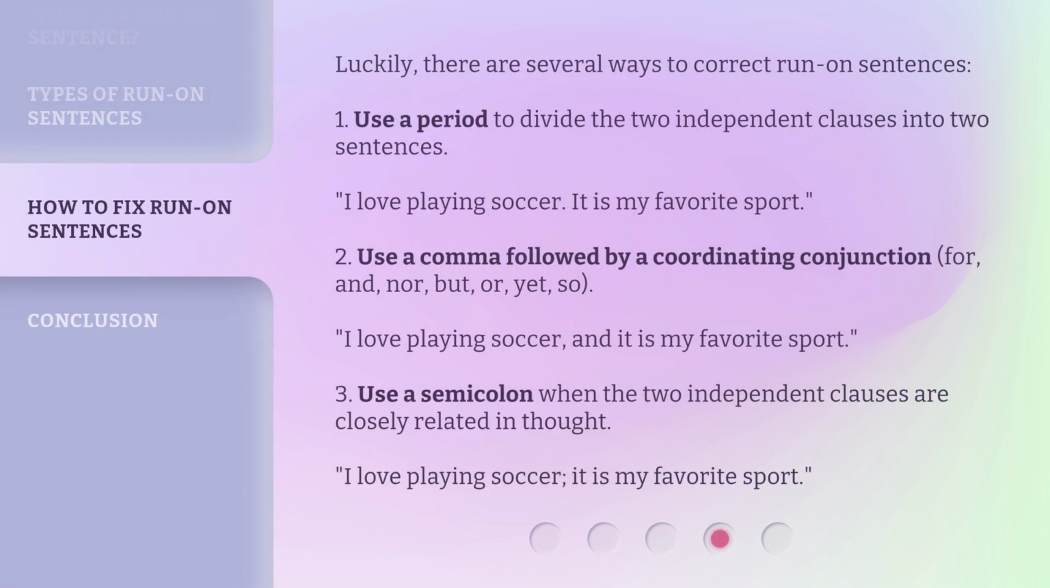Luckily, there are several ways to correct run-on sentences. 1. Use a period to divide the two independent clauses into two sentences. I love playing soccer. It is my favorite sport. 2. Use a comma followed by a coordinating conjunction. For, and, nor, but, or, yet, so. I love playing soccer, and it is my favorite sport. 3. Use a semicolon when the two independent clauses are closely related in thought. I love playing soccer; it is my favorite sport.